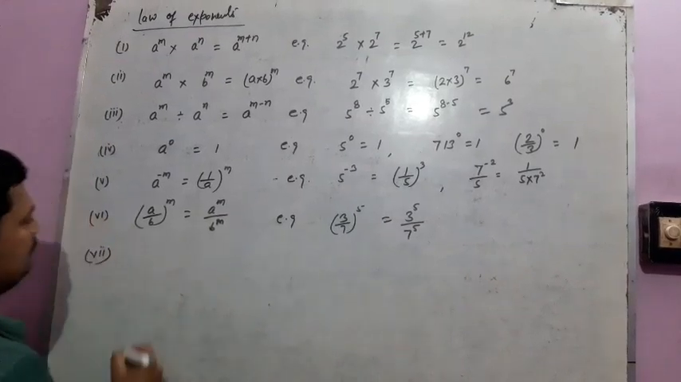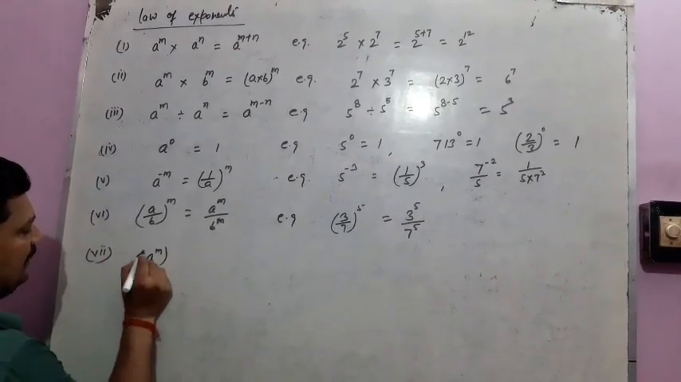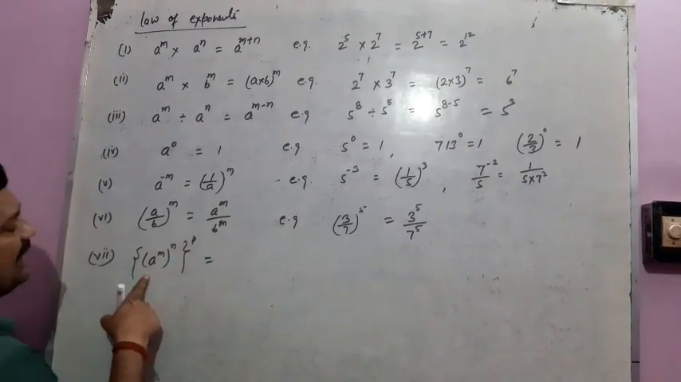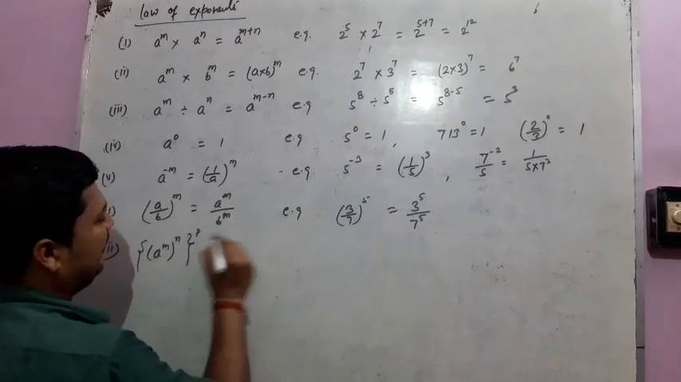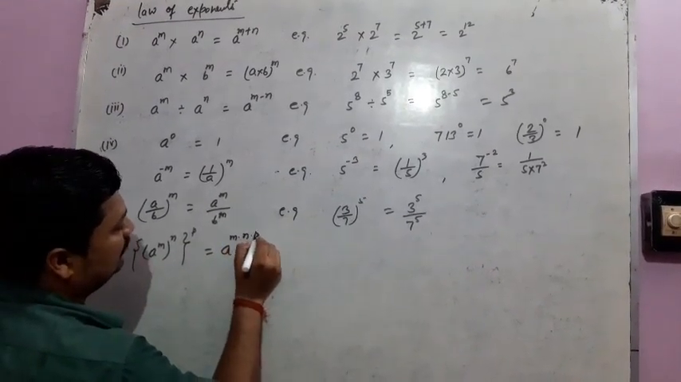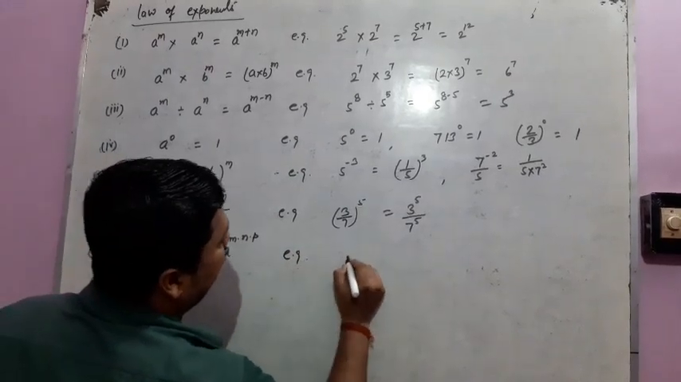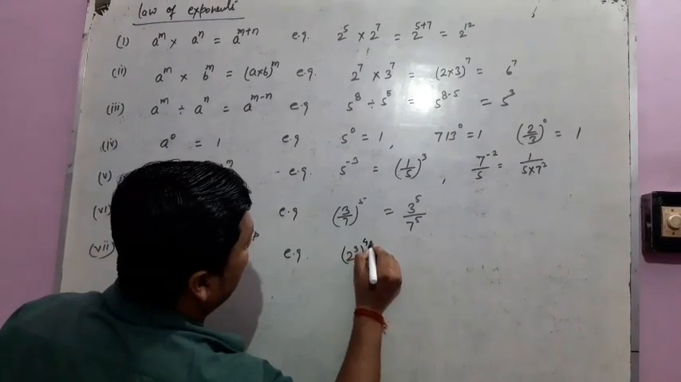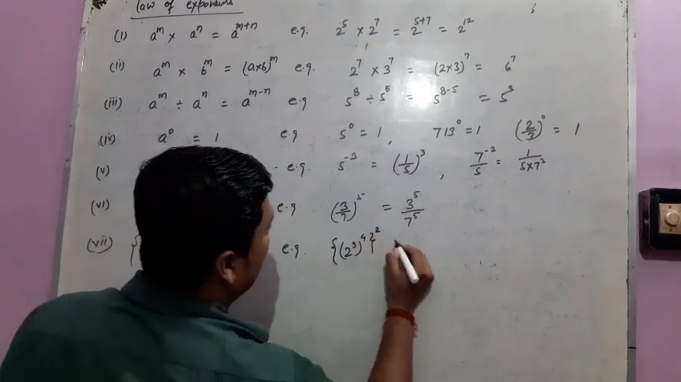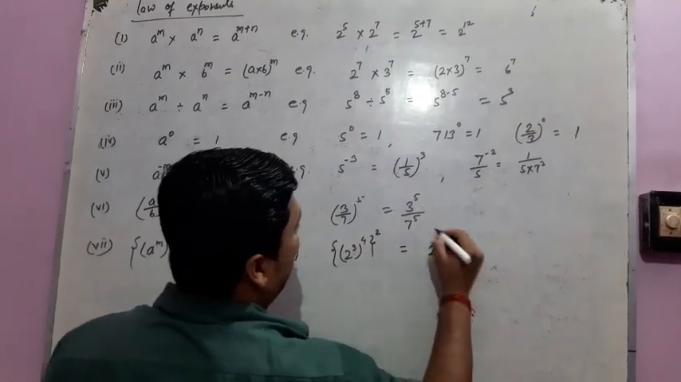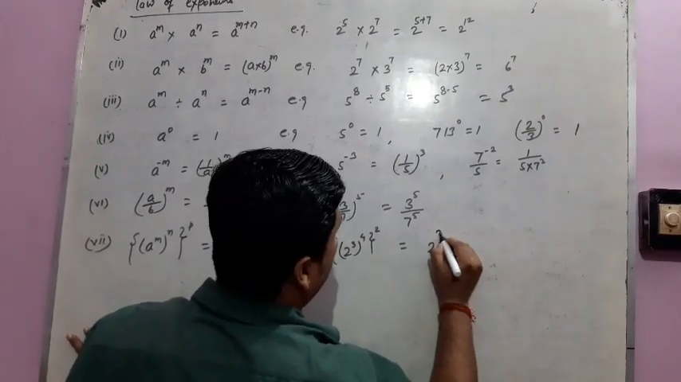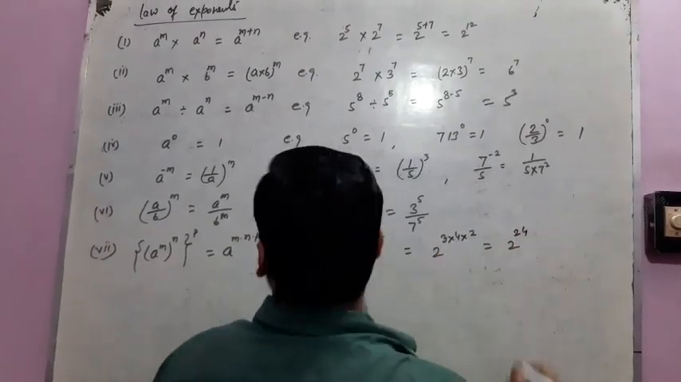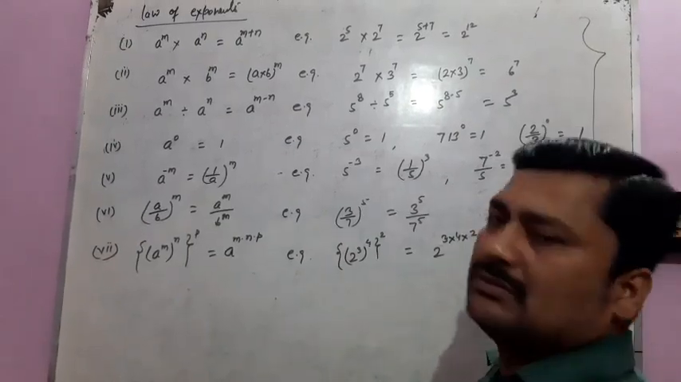If any number has a power and then again a power, suppose a to the power m, whole to the power n, and then again whole to the power p, then for solving this type of exponent problem, we multiply all the exponents of the same base. For example, 2 to the power 3, whole to the power 4, and again whole to the power 2. For solving it we multiply all the powers: 3 into 4 into 2, that is 2 to the power 24. These are the 7 laws of exponents that we have to know.